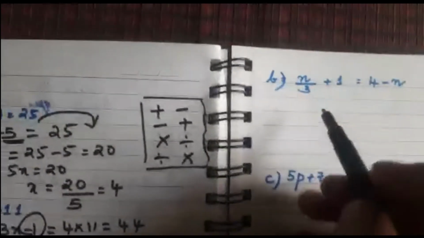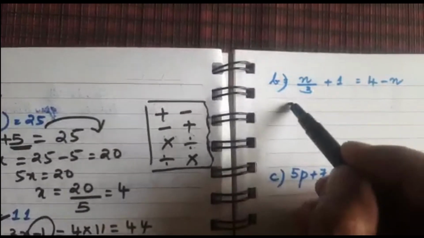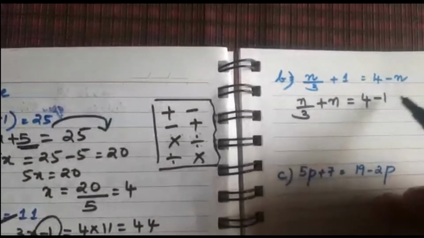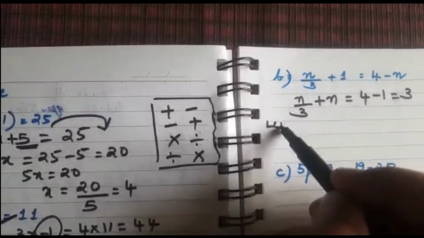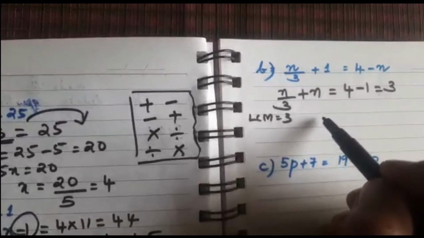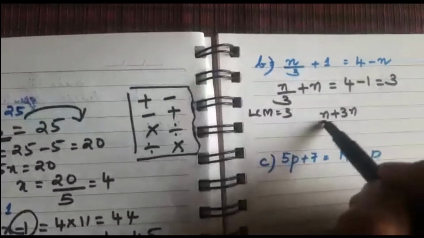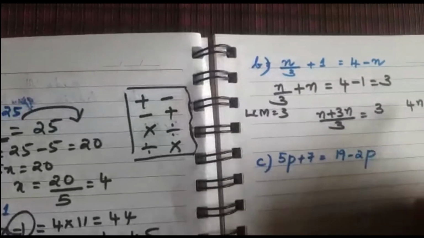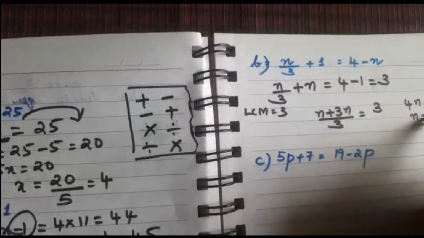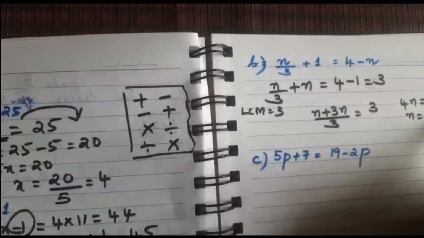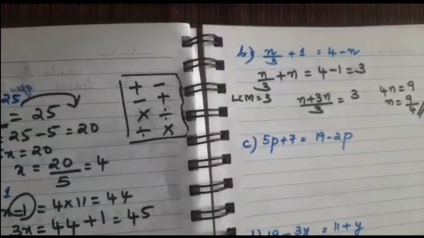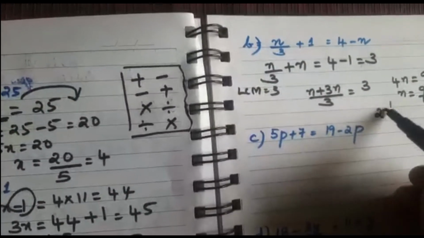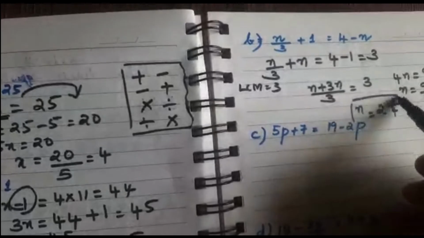Now next is n by 3 plus 1. Here also see that n by 3, minus n will come to this side. That's equal to 4 and minus 1 here. That is 3. Now we'll take the LCM. LCM is 3. So what is it? It is n plus 3n upon 3. What is n plus n? 4n. 4n equals to 3 into 3. That is 9. n is equal to 9 by 4. So 9 by 4 can be written as 2 and 1 by 4 also. So n can be 2 and 1 by 4 also.